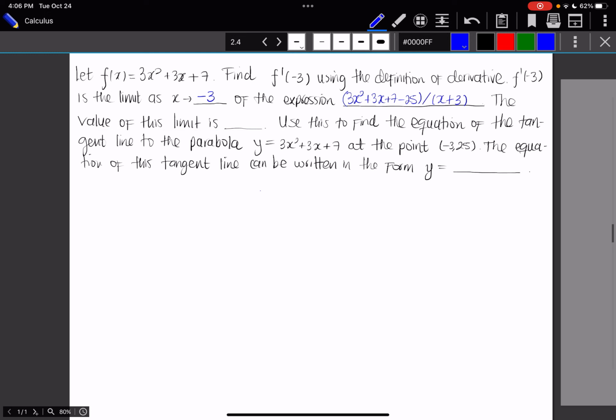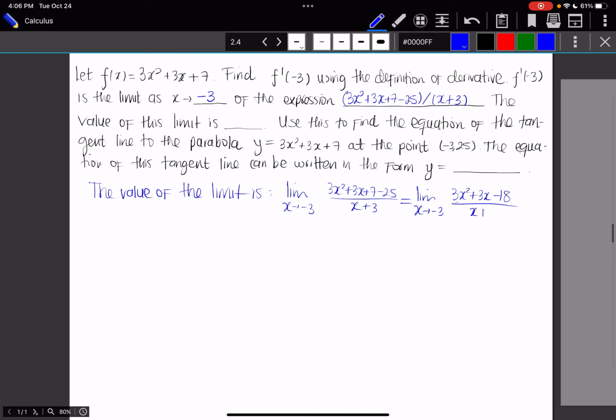So next we're going to find the value of the limit. We're finding the limit as x approaches -3 of 3x squared plus 3x plus 7 minus 25 divided by x plus 3. So let's find that limit. This limit is the limit as x approaches -3 of 3x squared plus 3x, and then 7 minus 25 gives us -18, and then divided by x plus 3.